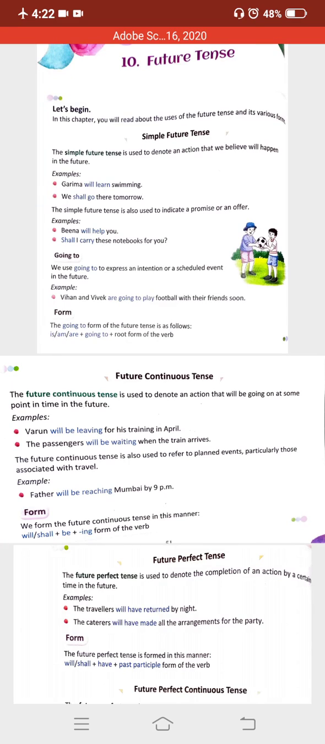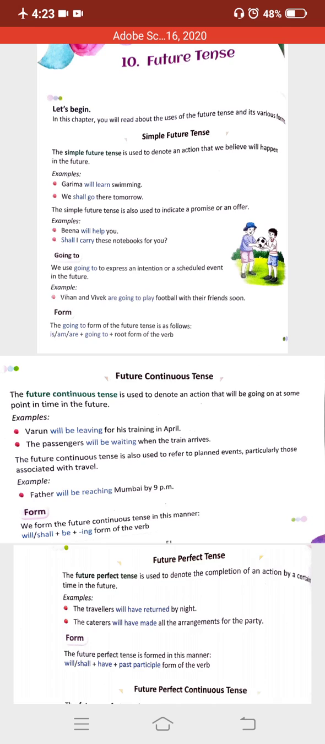Hello students, today in this video you will learn about the future tense and its various forms. So first of all, I'll give you an explanation of the simple future tense. The simple future tense is used to show an action that we believe will happen in the future.